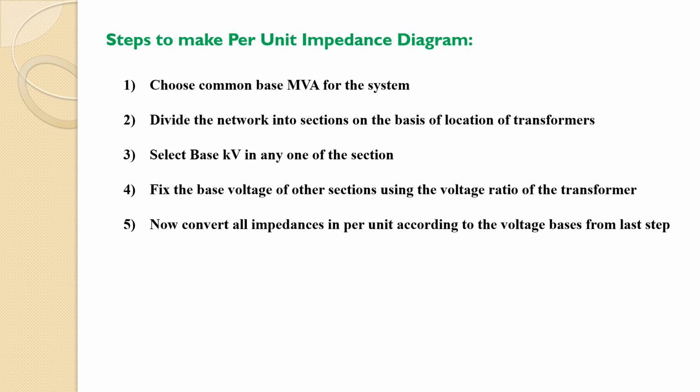Once the sections have been identified, we need to select the base kV for each of the sections. Because the transformers are there, voltages will be different at different points of the network. So we need to divide the network into different sections, and then select the base kV for any one of the sections, and based on that, the voltage base for the other sections can be determined using the voltage ratio of the transformer. After doing all the steps, we'll be calculating the per unit impedances.